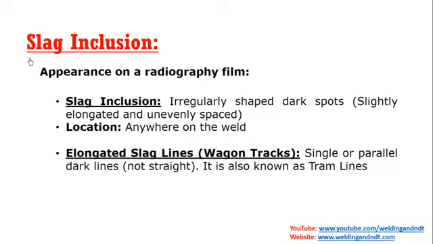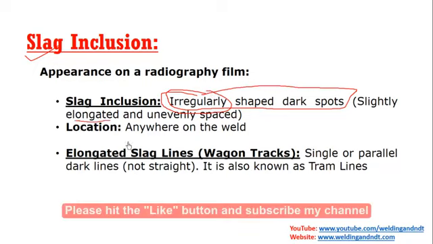Now our next defect is slag inclusion. See, slag inclusions are very irregularly shaped dark spots. So you will see a dark spot and it will be irregular in shape. As I had explained, porosity is also a dark spot, but it will have rounded contours. But slag inclusion spots will be very irregularly shaped. It can be slightly elongated also, and it can occur anywhere on the weld.